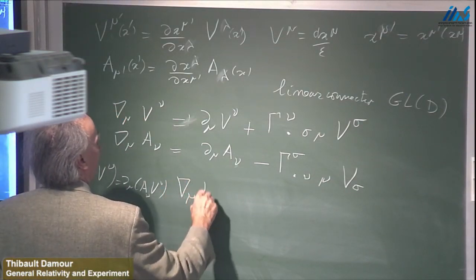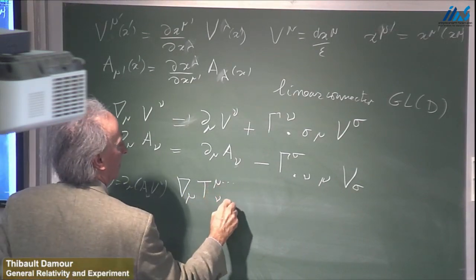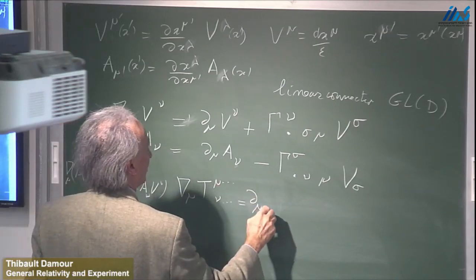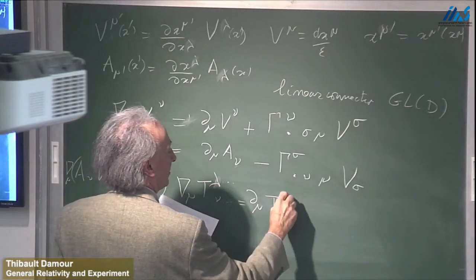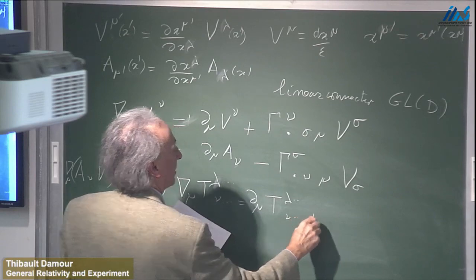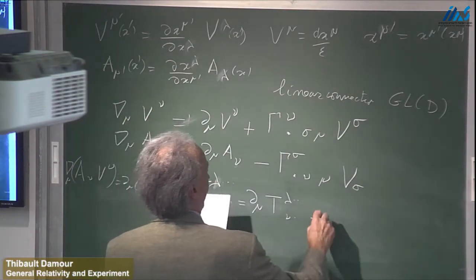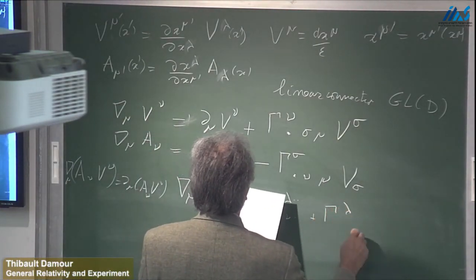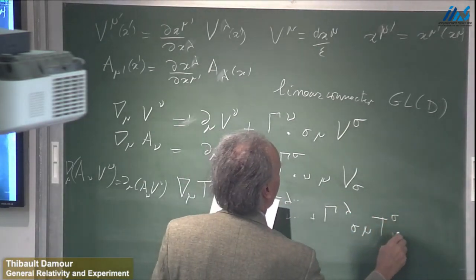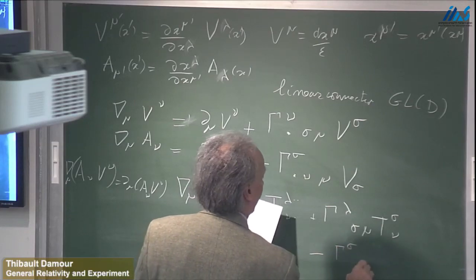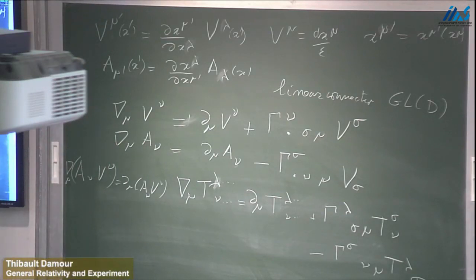When you have an object which has several indices up and down, but I write only one, there is a term which is, sorry, I should not put mu up, lambda. There is the ordinary derivative. And then for each index up, I have a term like that with a plus. So here it means I have plus gamma lambda sigma mu, mu is the differential index, always last, T sigma mu, minus gamma sigma mu mu T lambda sigma. Okay, if you think about it, you will recognize this.